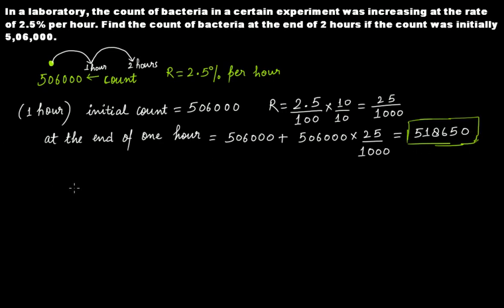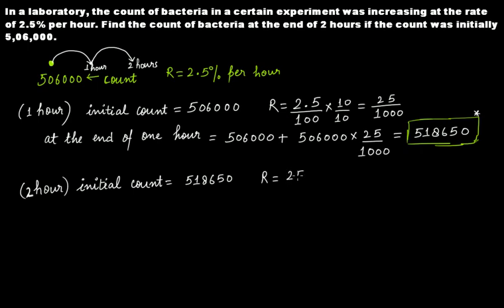Now when you count for another 1 hour, that is the second hour, what will the initial count be? It will be this one, because it has already reached this point at the end of 1 hour. So the initial count in this second period will be 5,18,650. Now the rate is the same, that is 2.5%.